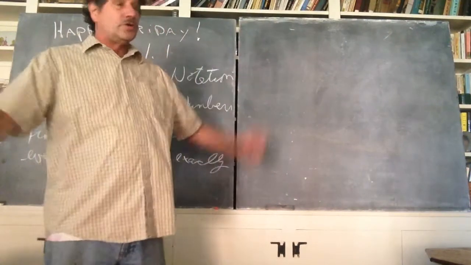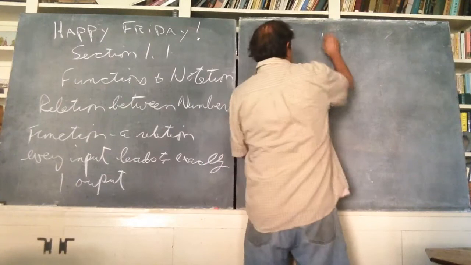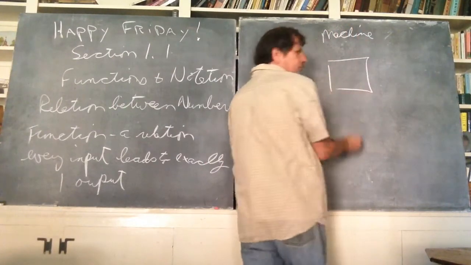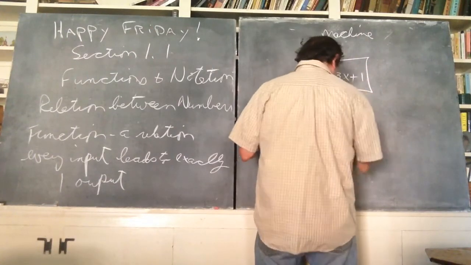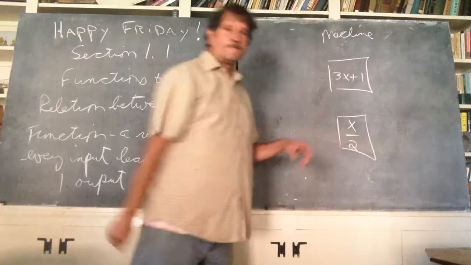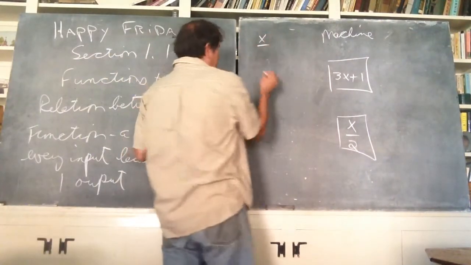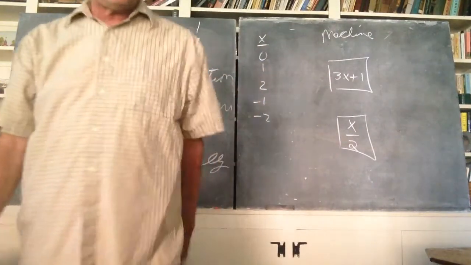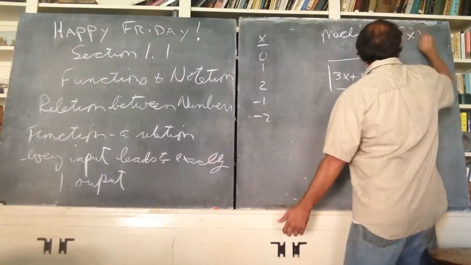You've been familiar with functions, you've done it in algebra and everything. But here's 2 of them. A function can be a machine. Here's one of them, we'll say this is 3x plus 1. And here's another one, we'll say this is x divided by 2. Then we're going to take a bunch of x's to put in there: 0, 1, 2, -1, -2. We'll put those x's in there and then get something out.